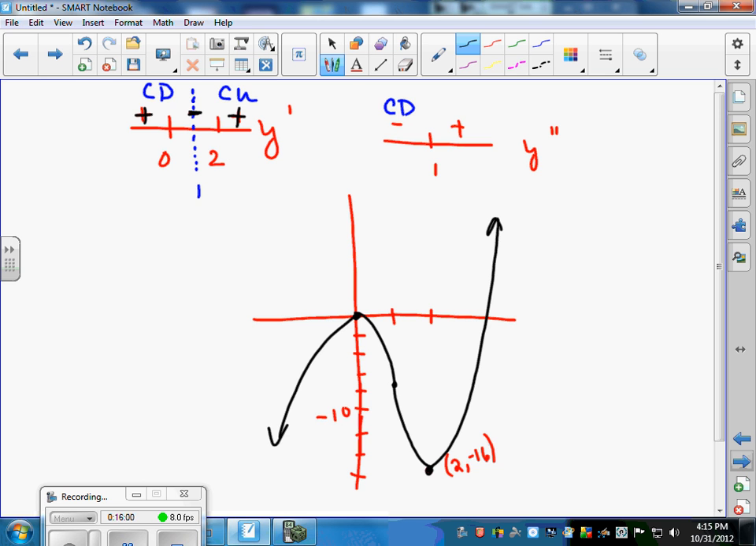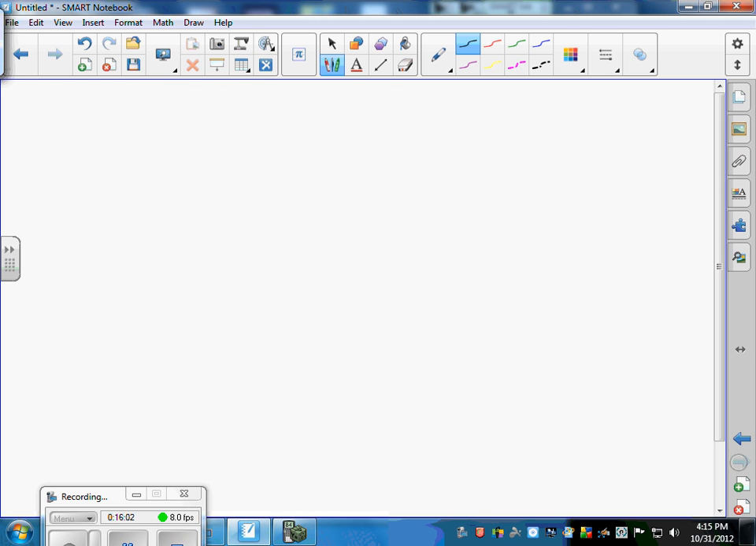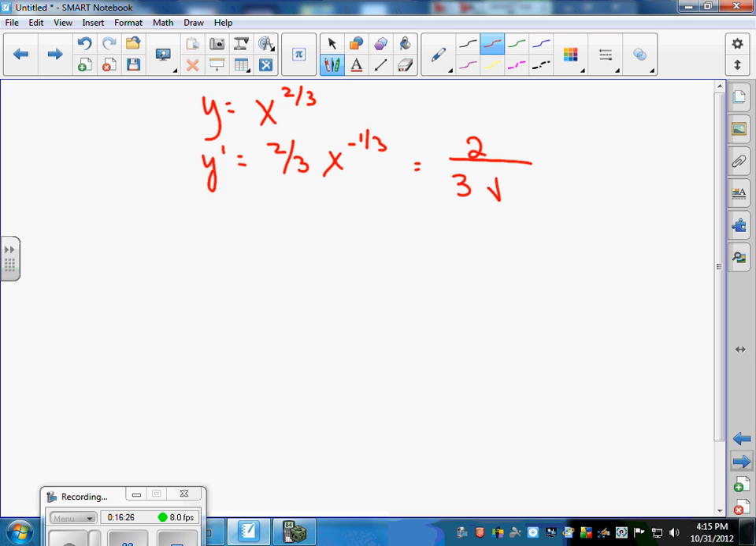All right, I'm going to do one last example. I showed you this yesterday, why we wanted to look at concavity. Let's look at something very similar to the first one we did. Let's say y equals x to the 2/3. If I take the derivative, I'm going to get 2/3 x to the negative 1/3, which I'm going to rewrite as 2/3 over the cube root of x.